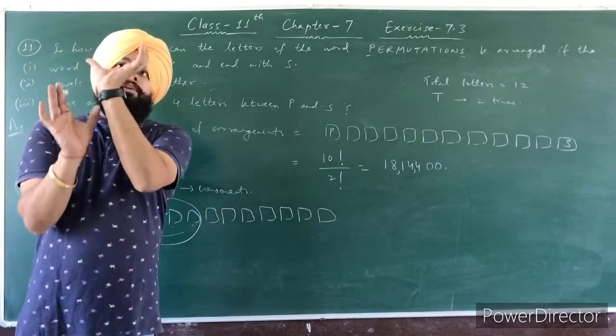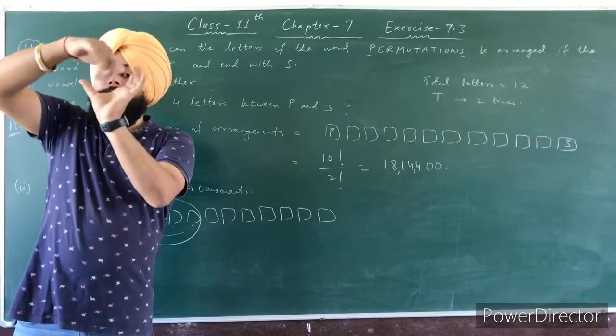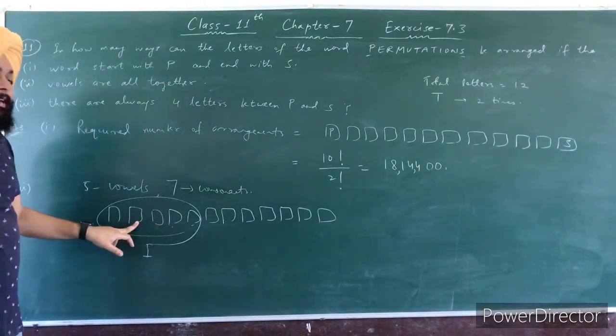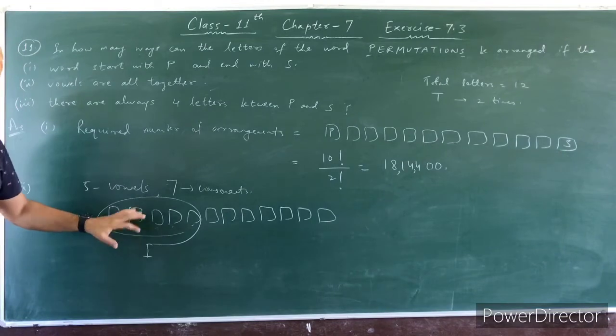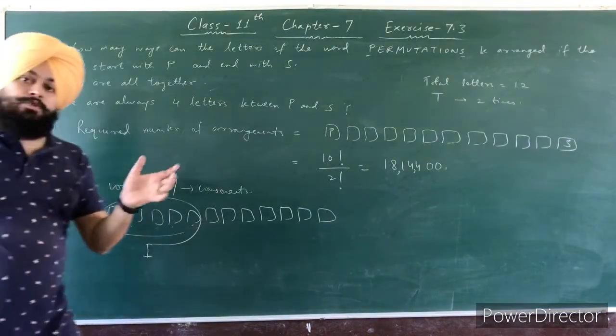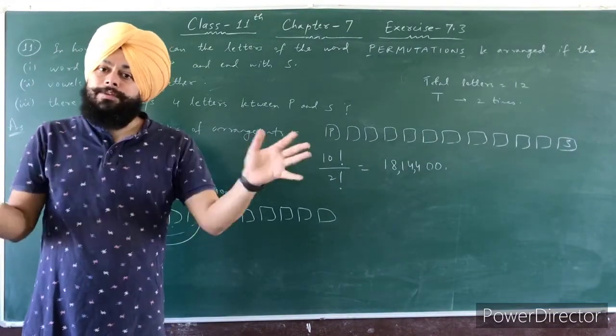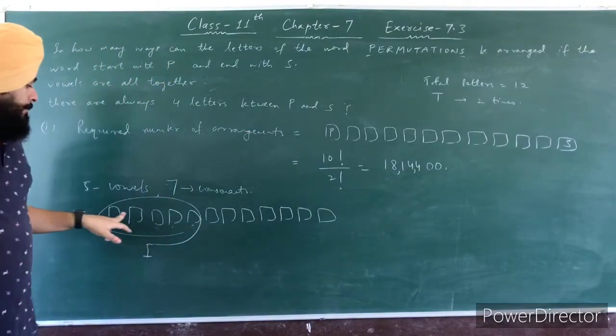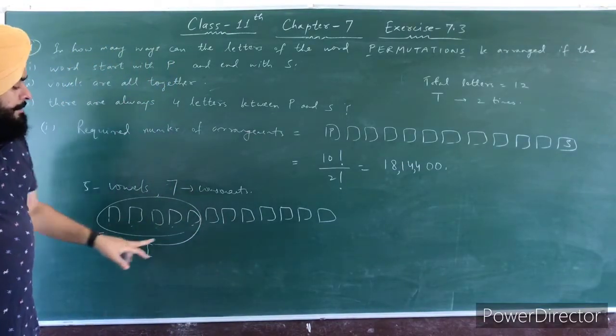These can be rearranged among themselves within the 5 chances. It is possible, but they come together. Together only will the 5 vowels be. So there are 5 chances, so we will treat it as 1.